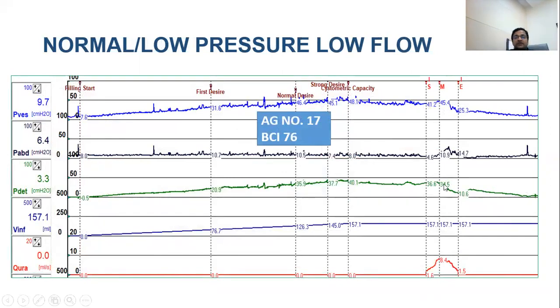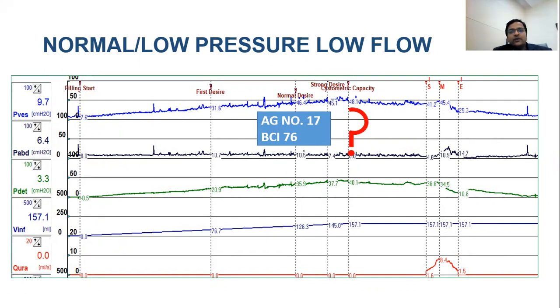You can see that the end fill pressure is up to 36 centimeters of water, which is fairly high. But when she started voiding, there was a relaxation of the pelvic floor with no straining, and the pressure fell down, and there was no obstruction.